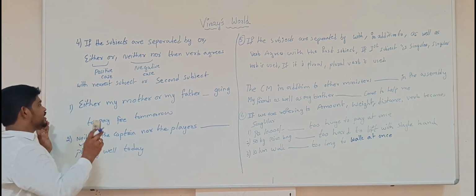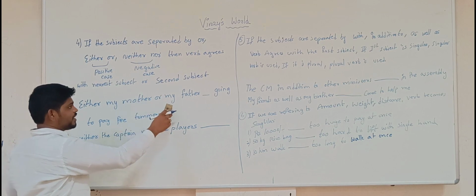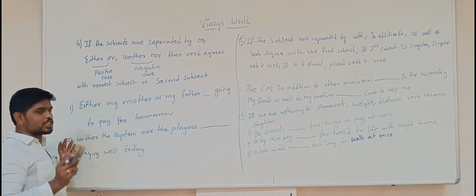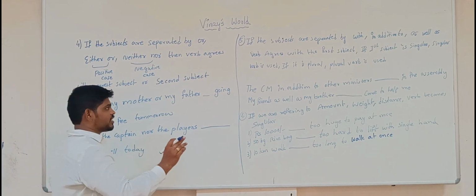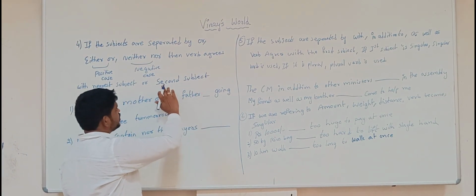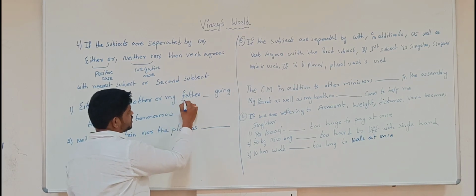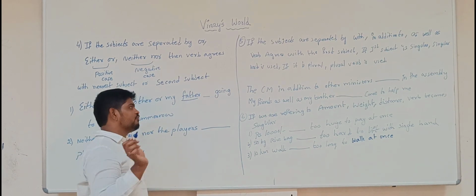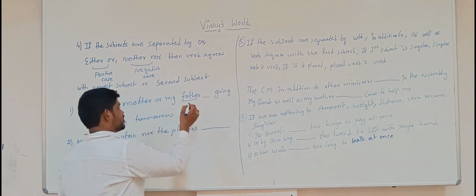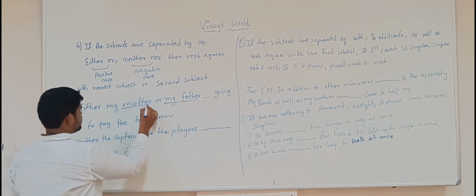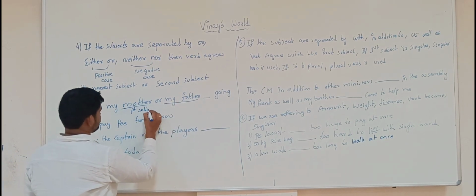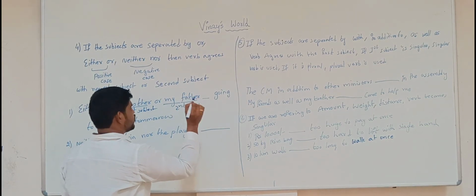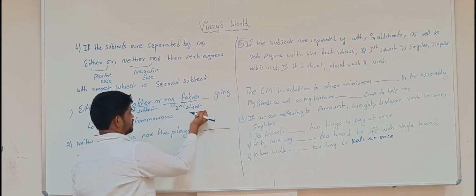Let's take an example here. Either my mother or my father dash going to pay fee tomorrow. So as per the rule, you need to identify the right verb here. According to the rule, if the second subject is singular, we should use a singular verb. If the second subject is plural, we should use a plural verb. Now if you take this, this one is the first subject and this one is the second subject. As per the rule, you need to go with the second subject.